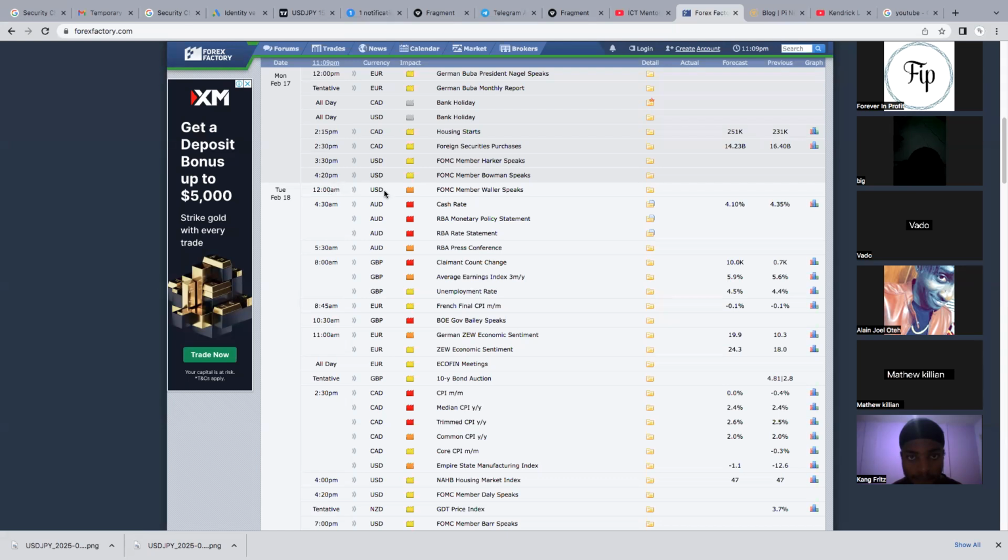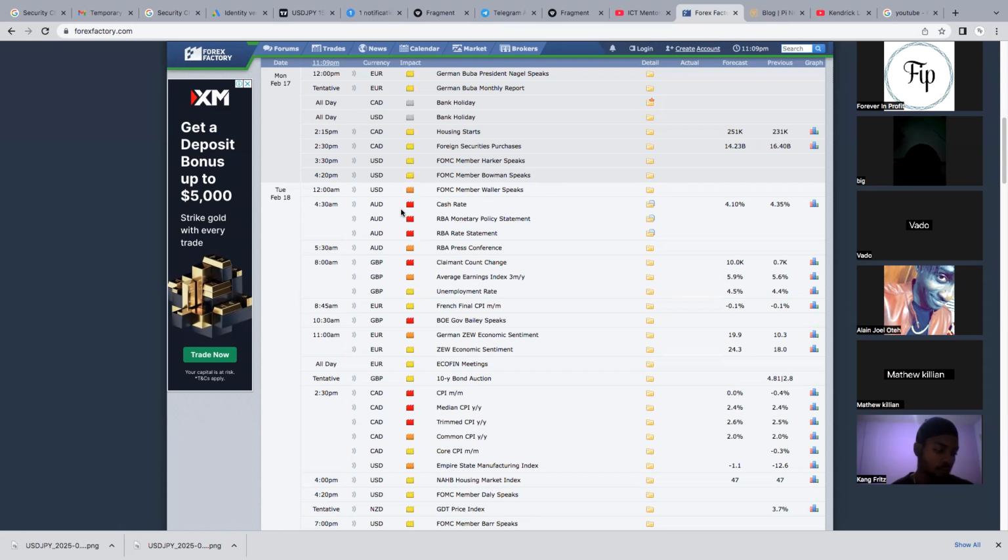It's not even at 12 a.m. We have a high impact news of FOMC member Waller speaks. It's orange. It's not yellow, but it's orange. Sometimes orange folders also affect currency, but mostly red folders do. Red folders affect the currencies a lot.